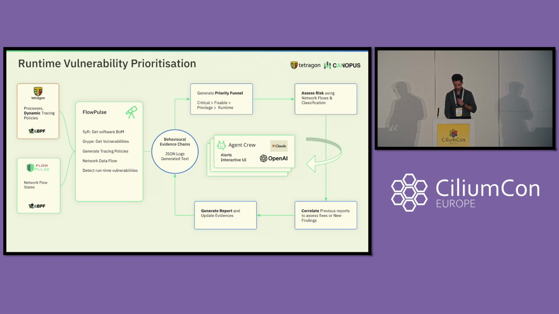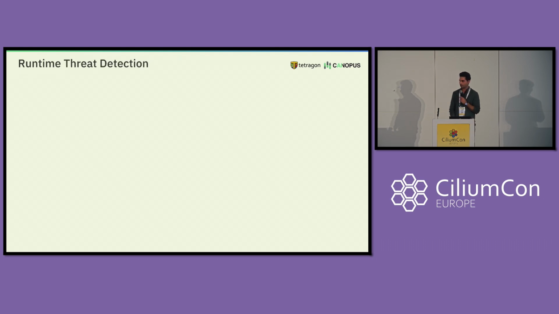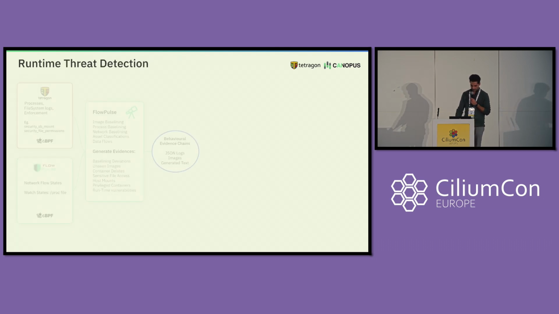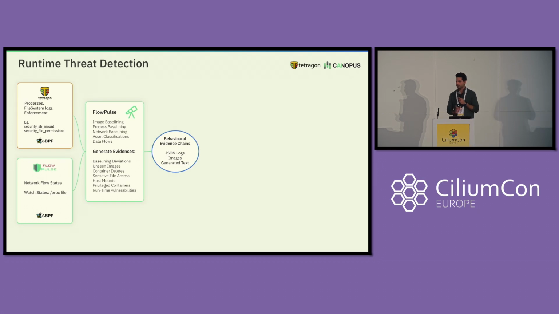We'll have a look at a quick demo in a moment, but let's have a look at a much more complicated workflow: runtime threat detection. To achieve this, we're going to form an extensive baseline of all the processes and all the information coming from Tetragon, in the form of image baselining, process baselining, network baselining, asset classifications, and the data flows.